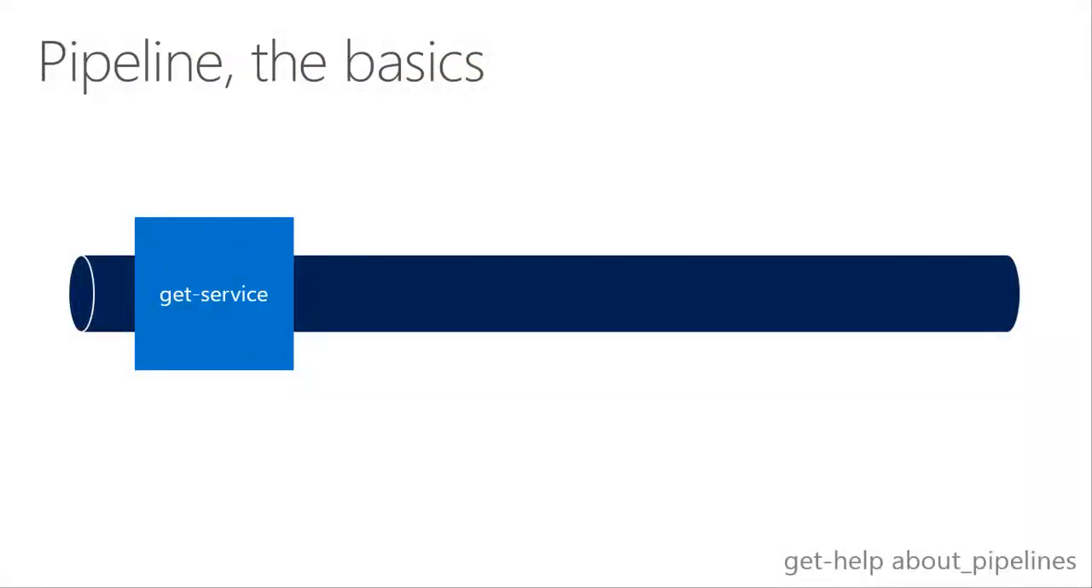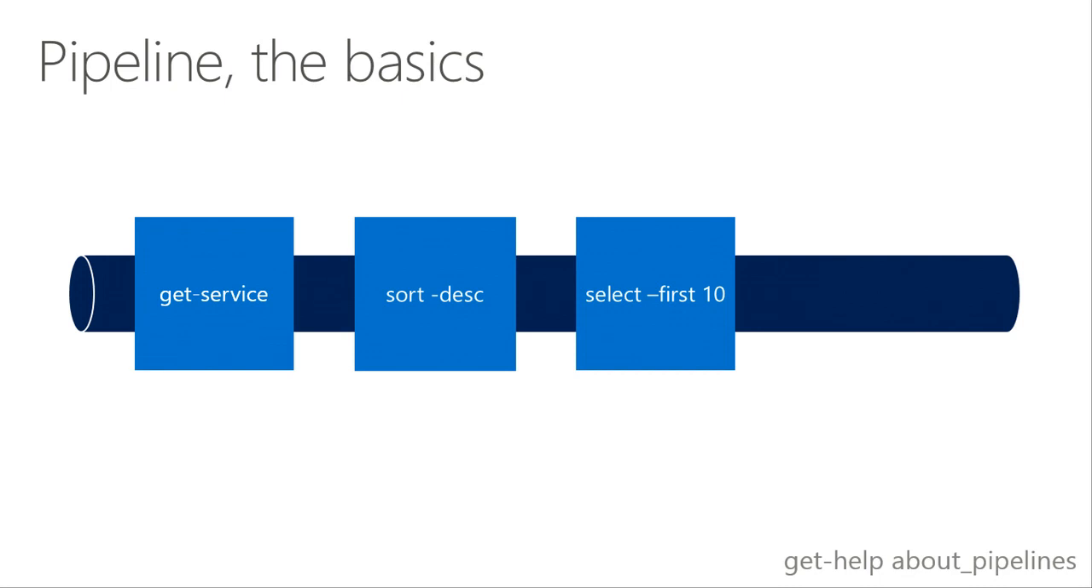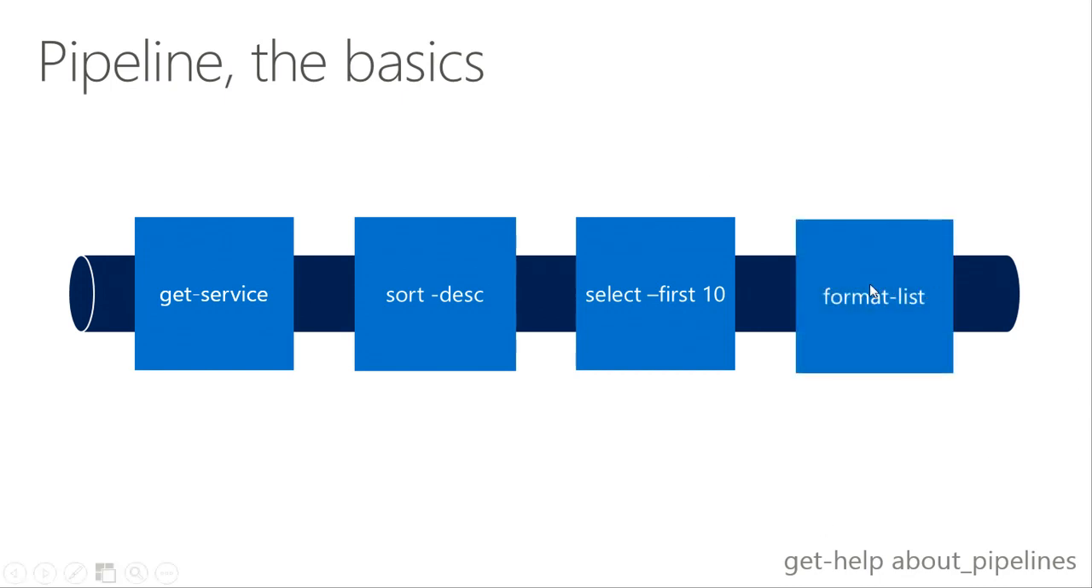Come to the pipeline. So the pipeline's nice and easy. This is where we're piping commands together. So we're going to run Get-Service. We're then just going to do a quick sort. So we're going to sort by the name. We're going to select the first 10 objects, and we're going to format the list.